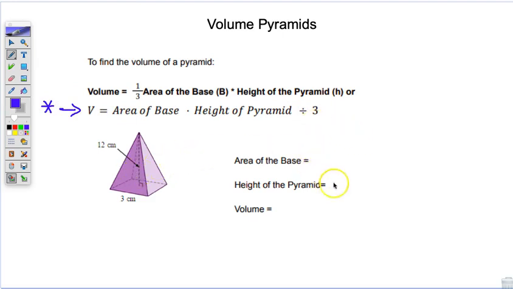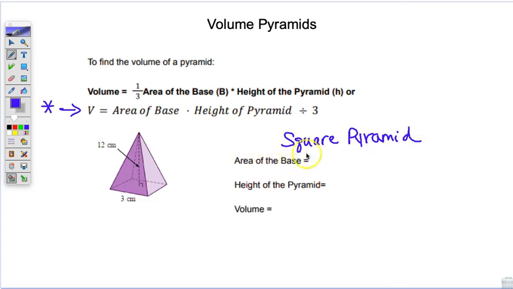I will be using this one right here, just because I think it's easier to look at. So let's go ahead and start. One of the first things we're going to do is find the area of the base. Now the base is always that bottom object. So when you're calculating the area of the base, first take a look at the bottom and identify the shape. That is a square on the bottom, so we call this a square pyramid.